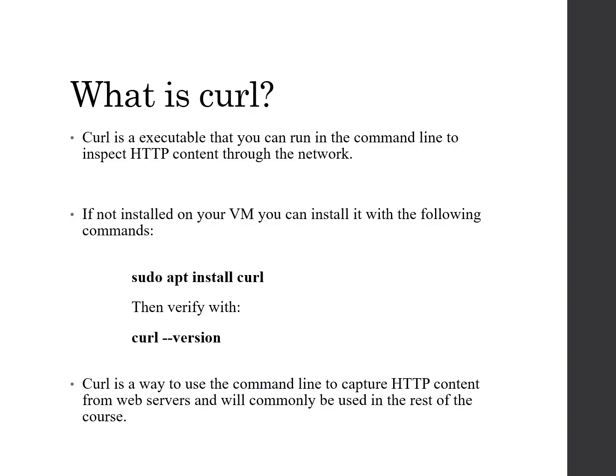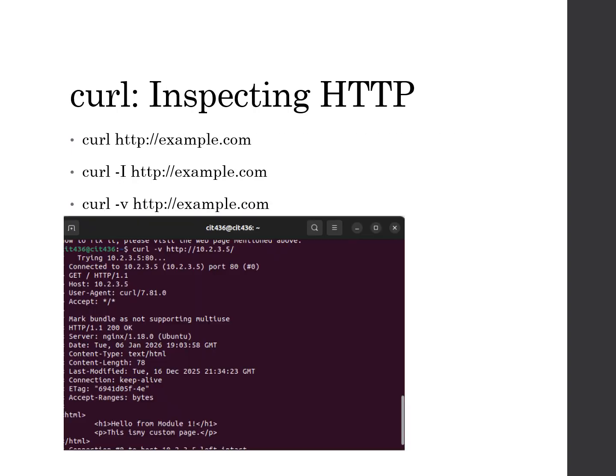Now, I mentioned curl. Curl is a feature or an executable that we're going to be running in the command line a bunch in this course. If you haven't used it already, it helps you pull information using the command line, expecting HTTP content through the network. And if it's not installed on your VM, you can install it using sudo apt install curl and then just verify it with curl --version, and it should tell you which version of curl you're running. And curl is a way to use the command line to capture HTTP content from web servers that we'll be commonly using, like I said, for the rest of the course.